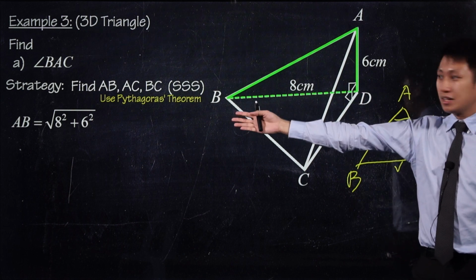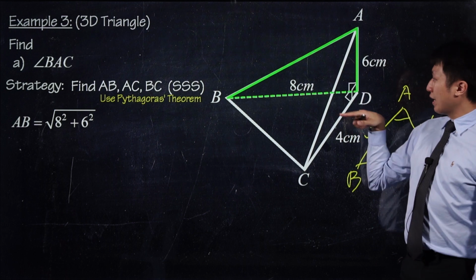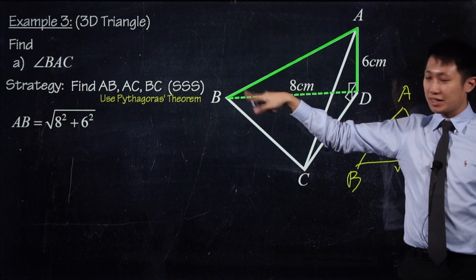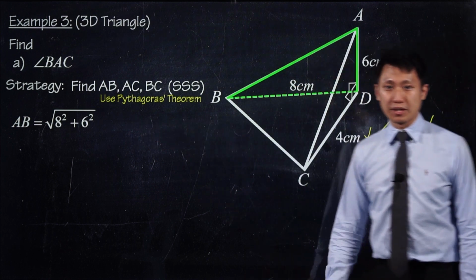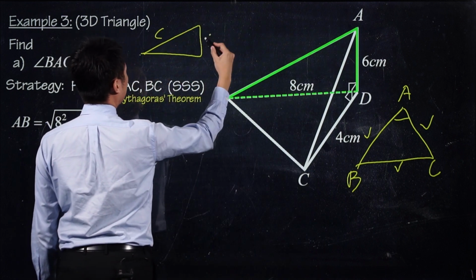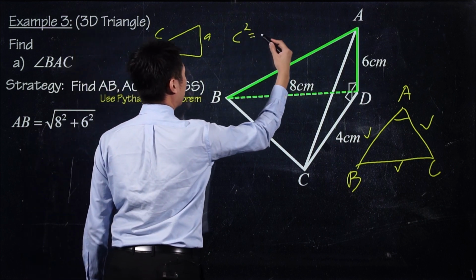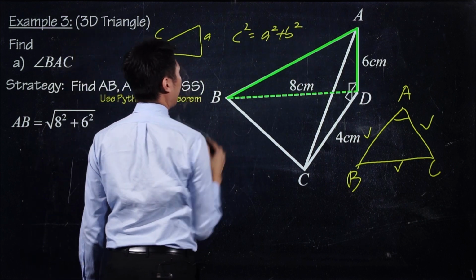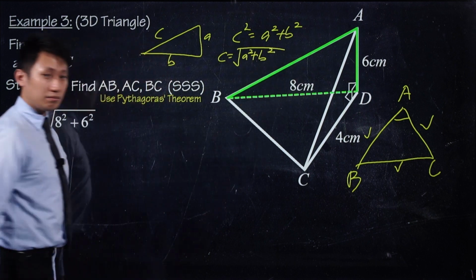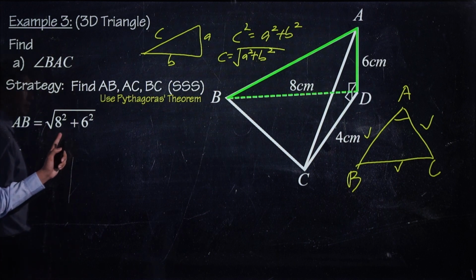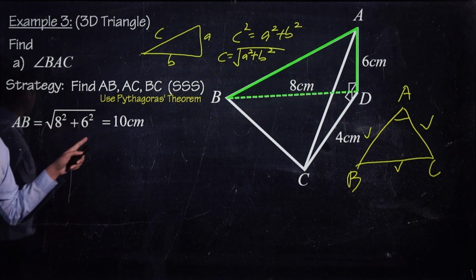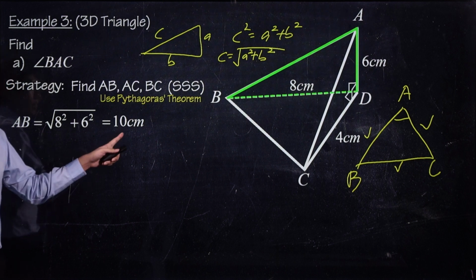AB is this thing squared plus this thing squared equals AB squared. But we just take the square root immediately. Still remember or not? Let's say this one is C, this is A, this is B. So C squared is equal to A squared plus B squared. Hence, C is equal to square root of A squared plus B squared. I'm using exactly the same thing here. I simplify, 64 plus 36 is 100, square root of 100 is 10, so you get 10 here.